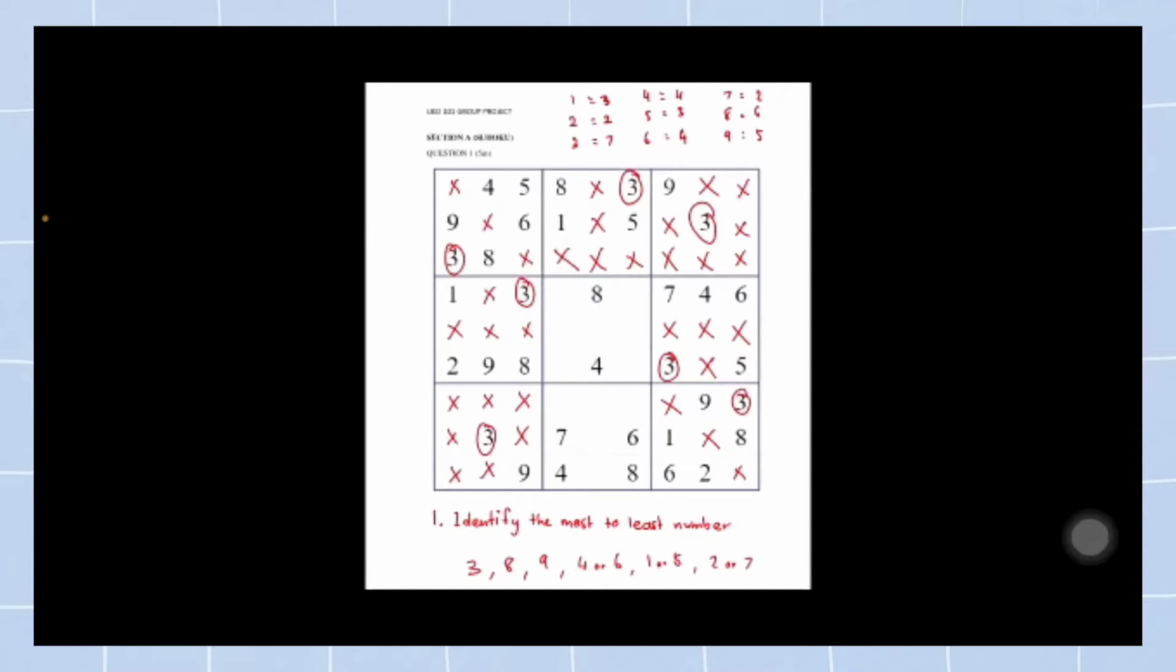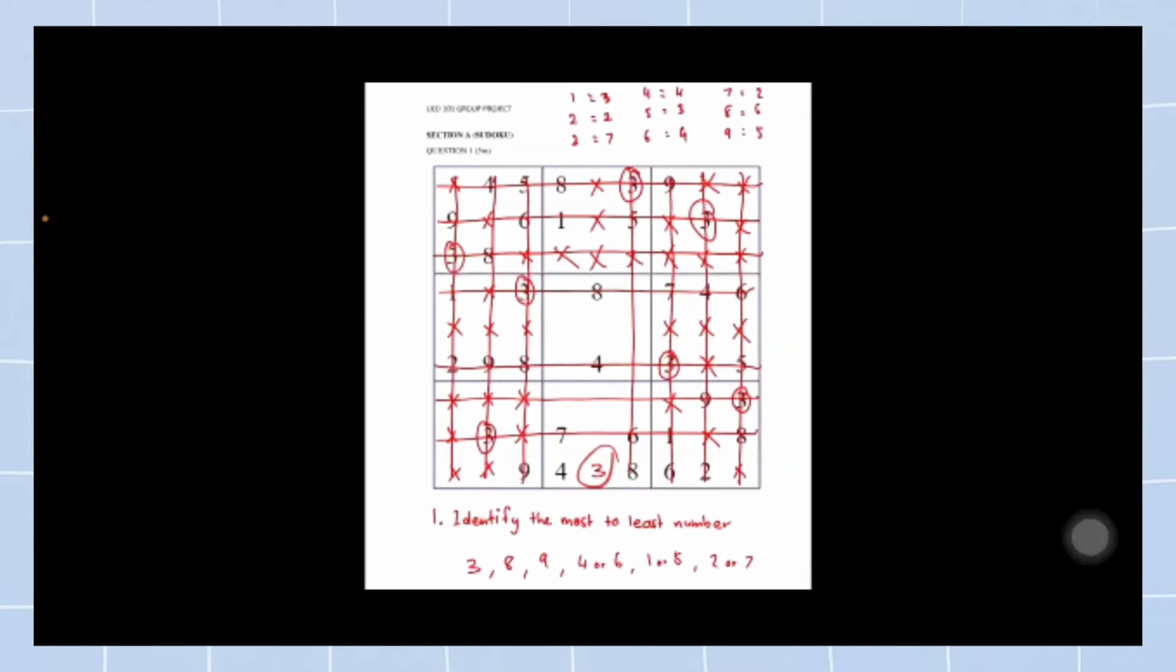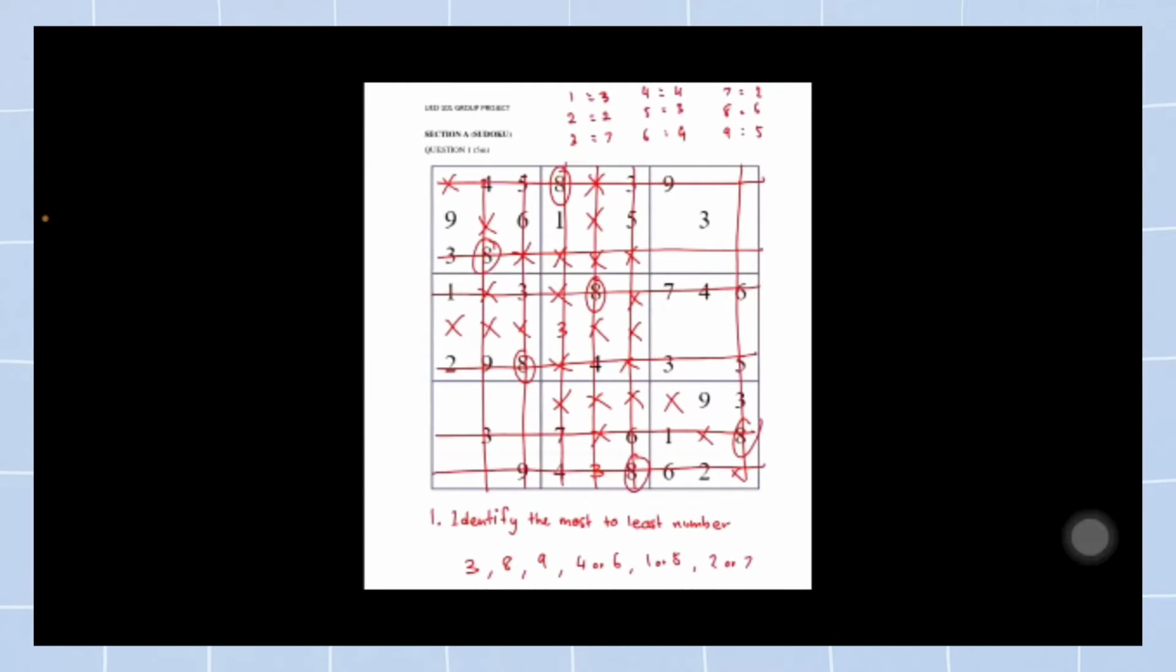Then, we need to cancel off the rows that have 3 in them. And once we see a grid that only has one blank square, just fill in the number 3. After filling in, we need to cancel off the row of the filled-in number 3. We will see another grid with only one blank square and we just need to fill in the number 3. And we are done with number 3. Now let's move on to the next number.